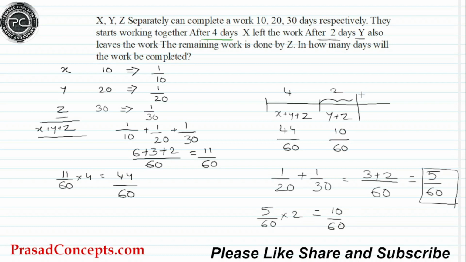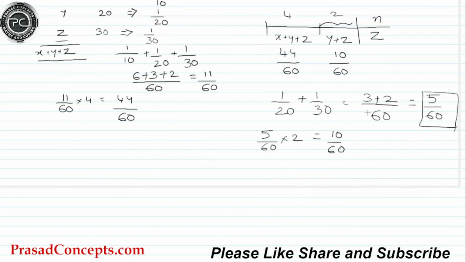After those 2 days, the remaining work has been done by Z only. We don't know how many days he has worked. Only Z has worked for the days. Now Z's 1 day work is 1 by 30. He worked for n days. So 1 by 30 into n equal to the remaining part of the work.